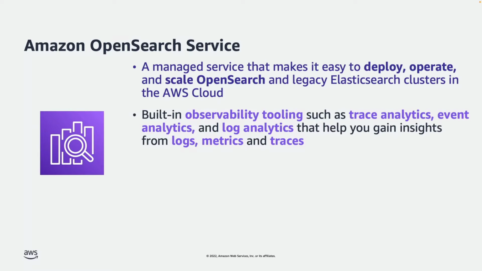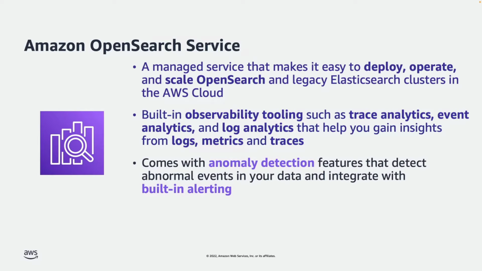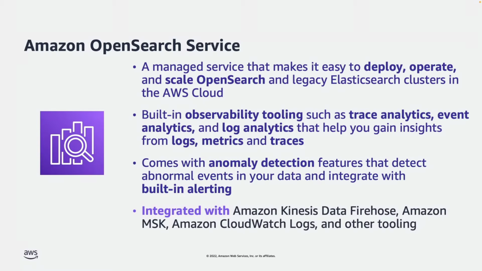By combining all these three, trace analytics, event analytics, and log analytics, you can build an operational analytics pipeline to provide better customer experiences to your customers, because you really want to know what is happening to your applications and infrastructure. And with this, you can also build some business metrics based on your business requirements, and you can do proactive alerting based on what you see with your operational data. And it integrates with Amazon Kinesis Data Firehose, Amazon MSK, Amazon CloudWatch Logs, and other tooling.